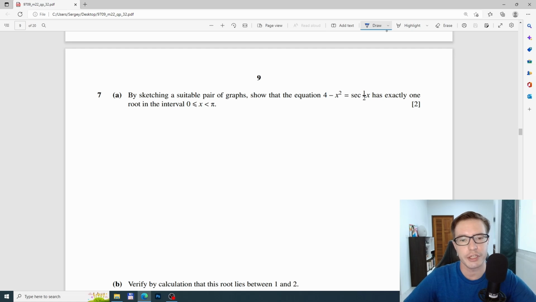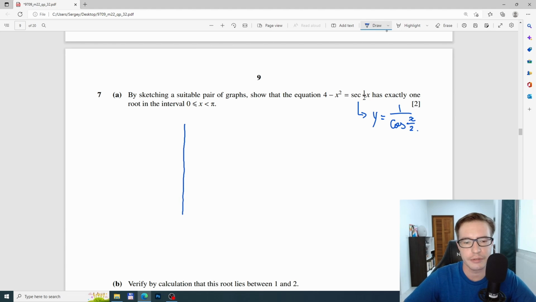Okay, question 7. Here we have to sketch a pair of graphs. And first of all, I will change secant half x to be y equals to 1 over cosine x over 2. And let's start drawing the sketch. Here's the y-axis, and we need the x-axis. I will start with the first graph, y equals to minus x squared plus 4.